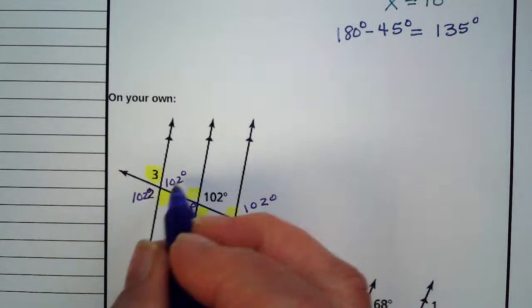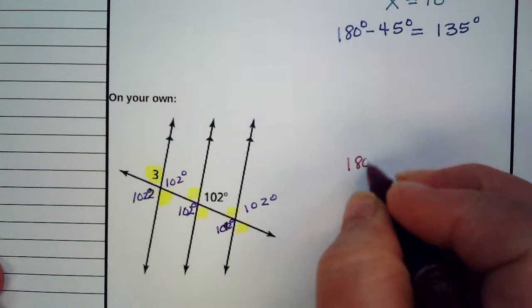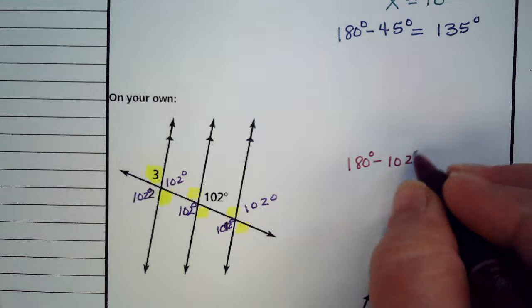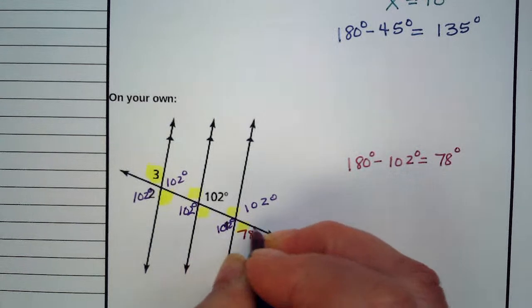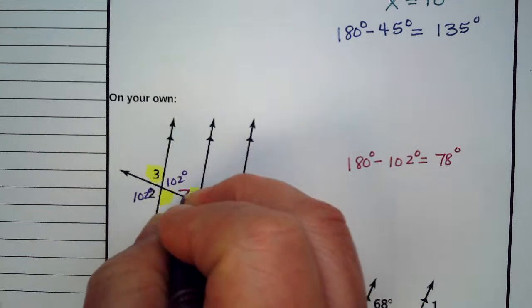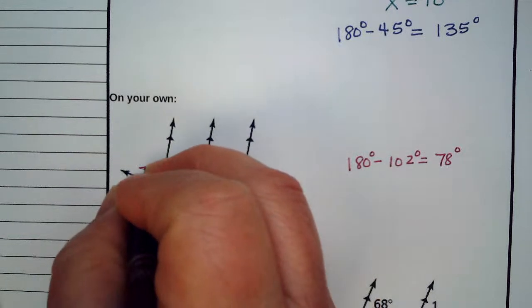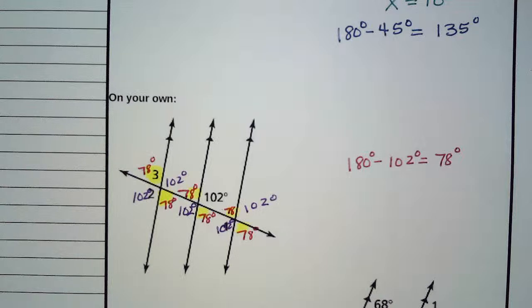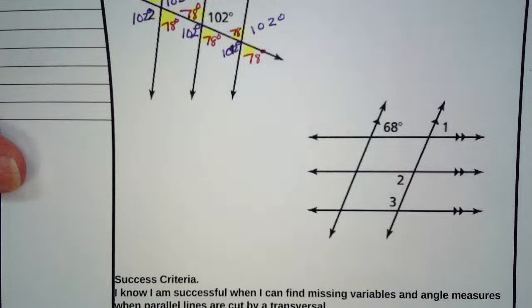There you go. See how it goes in a slash mark? Everything else will be what? 180 degrees minus 102 degrees will give me 78 degrees. And we're done. Okay, now pause the video. Can you mark the ones that are congruent here?